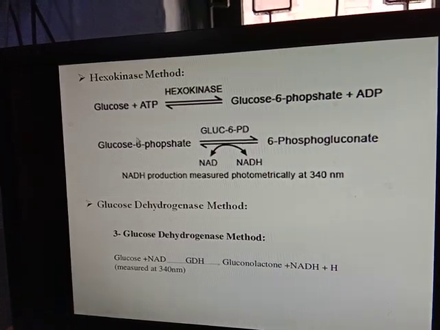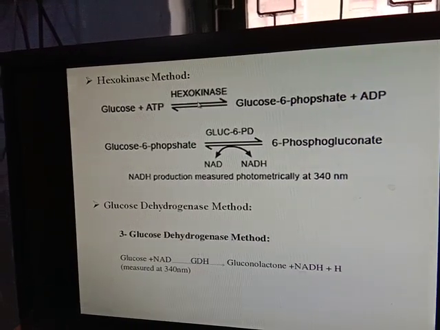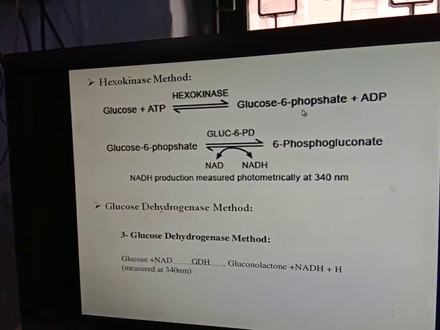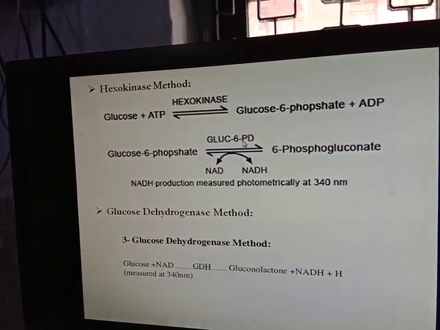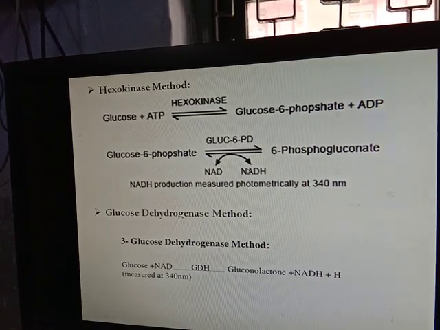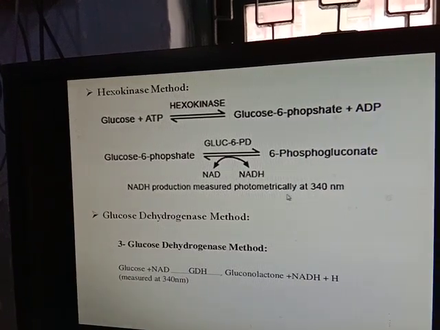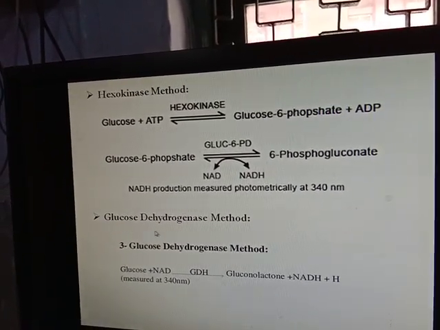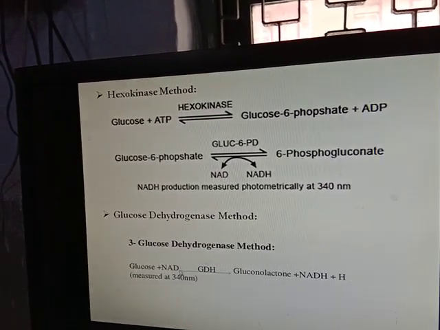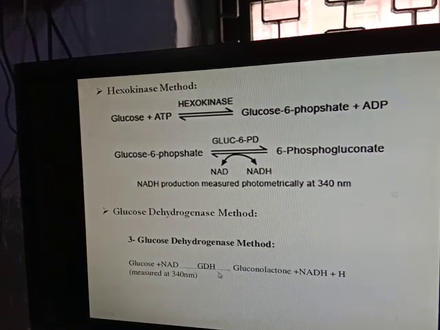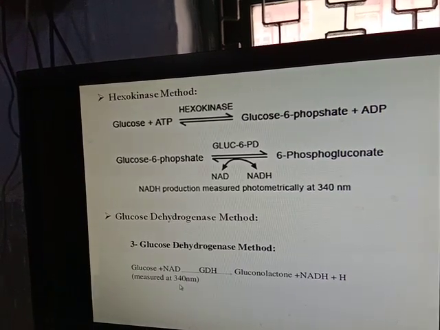In the first method, the hexokinase method, glucose plus ATP in the presence of hexokinase first forms glucose 6-phosphate. Then this glucose 6-phosphate is utilized by glucose 6-phosphate dehydrogenase in the presence of NAD to form NADH and 6-phosphogluconate, and this NADH is measured spectrophotometrically at 340 nanometer. Then the glucose dehydrogenase method, in which glucose plus NAD in the presence of glucose dehydrogenase forms gluconolactone and NADH. This NADH production is measured at 340 nanometer.